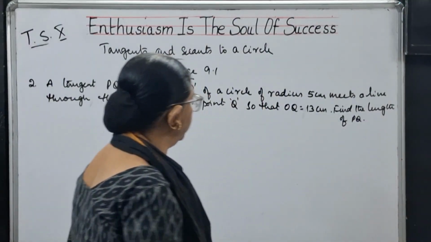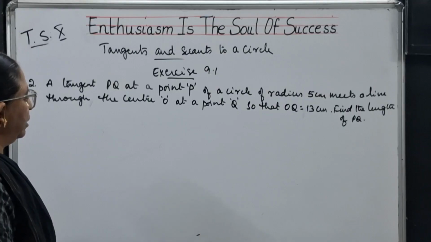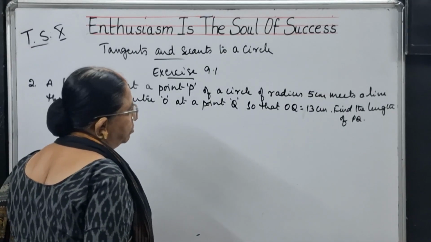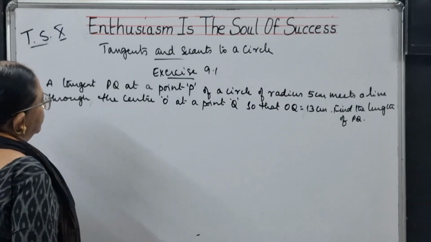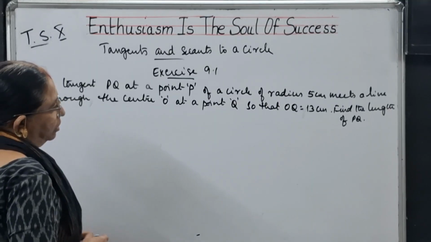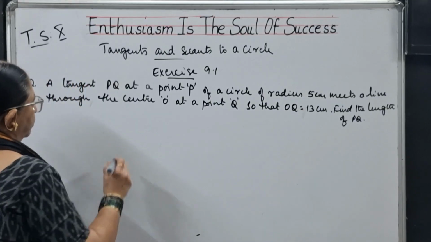Now, second sum, children. Second sum is: a tangent PQ at a point P of a circle of radius 5 centimeters meets a line through the center O at a point Q, so that OQ is 13 centimeters. Find the length of PQ.